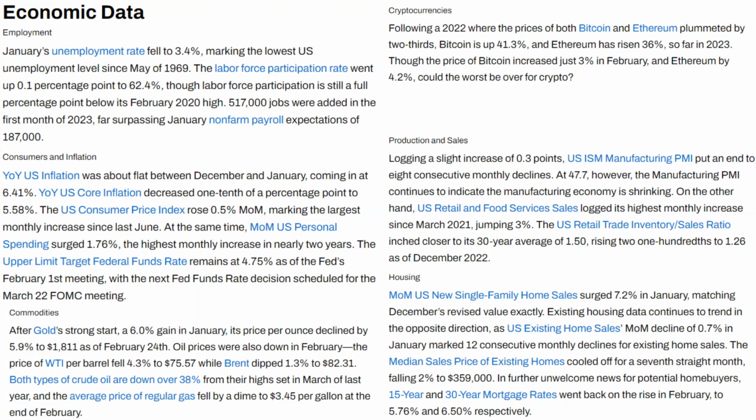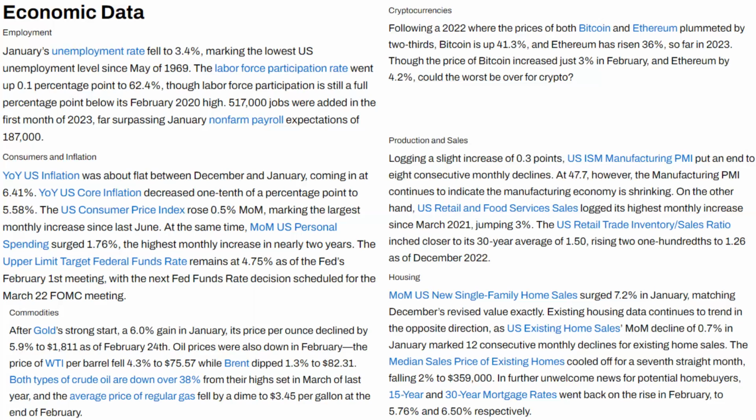Oil prices were also down in February. The price of WTI per barrel fell 4.3% to 75.57, while Brent dipped 1.3% to 82.31. Both types of crude oil are down over 38% from their highs set in March of last year. And the average price of regular gas fell by a dime to $3.45 per gallon at the end of February.